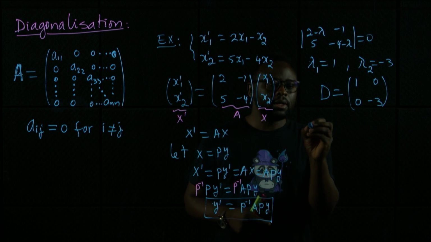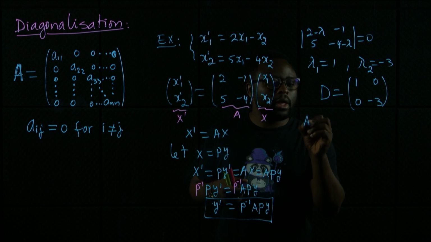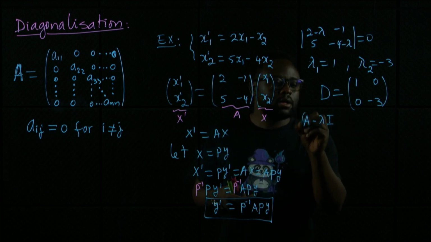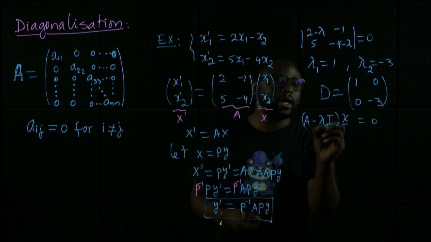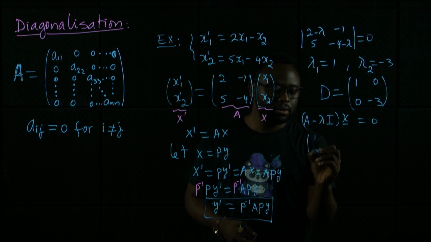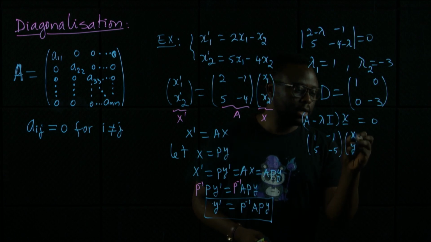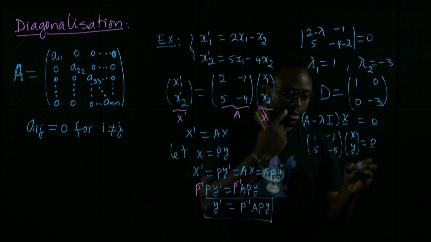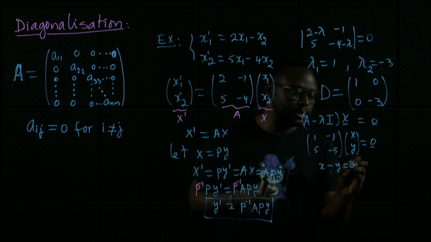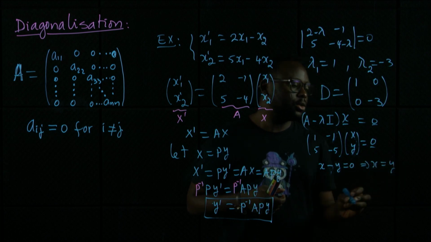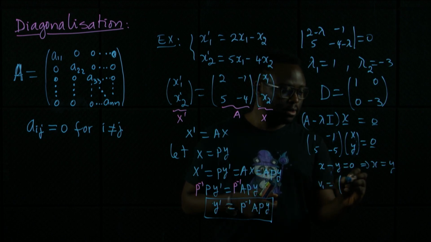To obtain the matrix P, we use this eigenvalue. So if (A minus lambda I) times the vector x is equal to 0. If you substitute lambda 1, this becomes 2 minus 1 is 1, minus 1, 5, minus 4 minus 1, which is minus 5, times the vector x, y is equal to the 0 vector. Okay? So solving this, we see that x minus y is equal to 0. It means x is equal to y. So from here we can write the eigenvector v1 is equal to 1, 1.